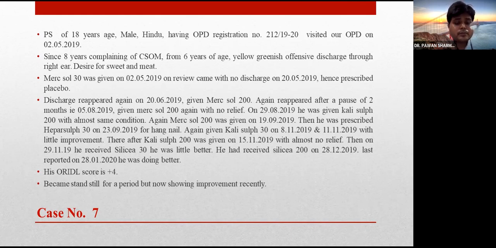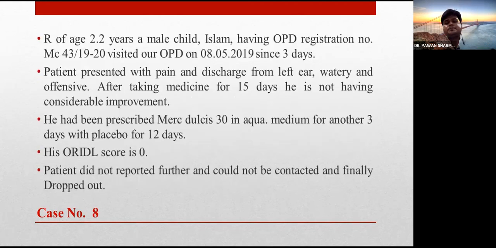The original scale was 4. When the patient had become standstill, after getting Silicea he improved very rapidly. This is a case where the patient presented with pain and discharge from the left ear, watery and offensive. After taking medicine for 15 days, he had no considerable improvement. He was given Max Dulcis 30 in distilled water for another 3 days with placebo for 12 days. The score was zero, and the patient did not report further, could not be contacted, and finally dropped out.